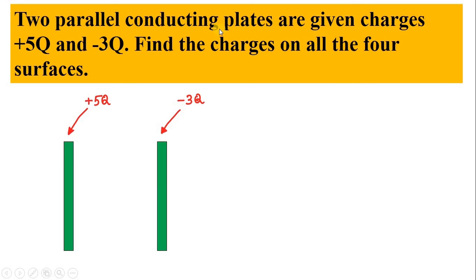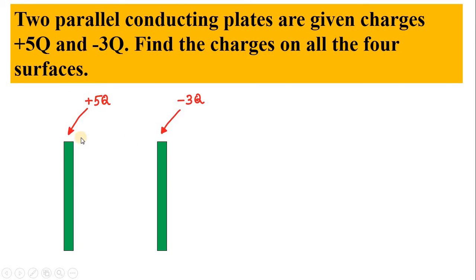Let us read the question. Two parallel conducting plates are given charges plus 5q and minus 3q as shown in the figure. Find the charges on all the four surfaces. See, this is one conducting plate. It has got two surfaces, left and right. This is another conducting plate and it also has got two surfaces, left and right. So there are total four surfaces available.